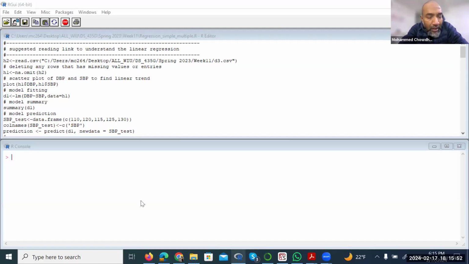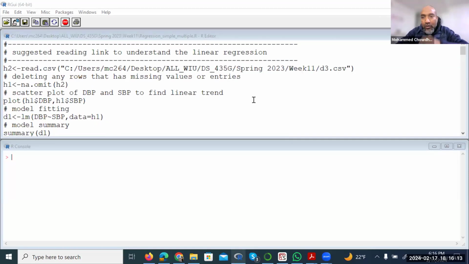Hello, everyone. I have discussed the theory of linear regression. Now I'm going to demonstrate the applications, how to run linear and multiple linear regression in R. So R code will be discussed now, and I will run the R code for a data known as the D3. So let me start running the code.